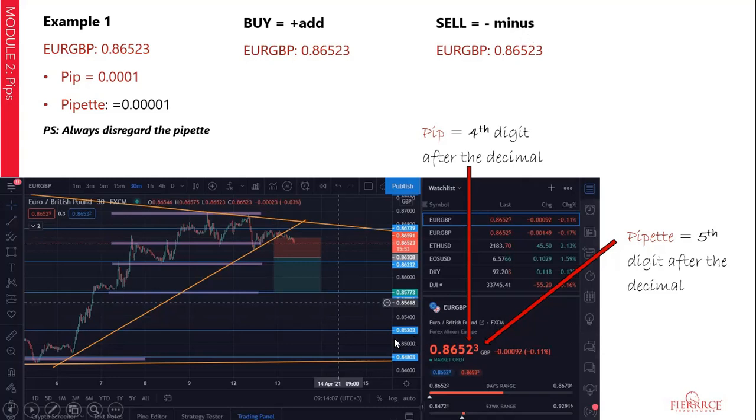So let's say the price began at 0.85000, and the price went down by 1 pip. I will forget about the last digit first. I'll come here and minus 1 here. So my final answer will be 0.84990. Make sense? I hope so. Let's look at another example.